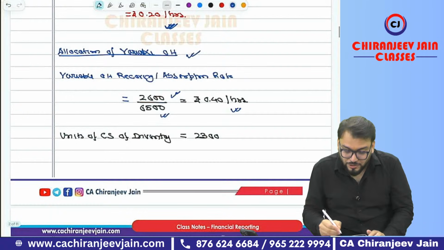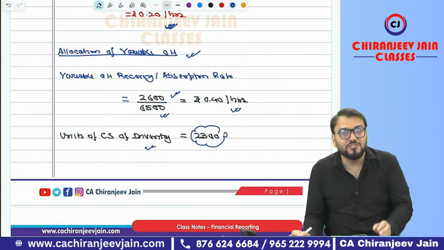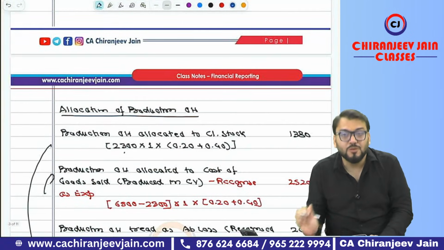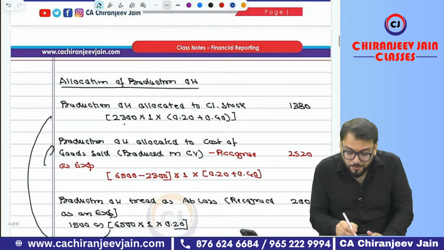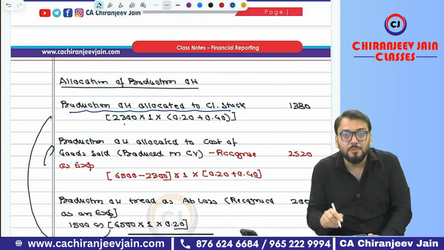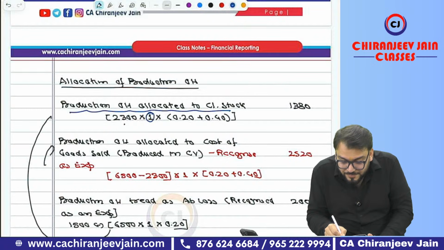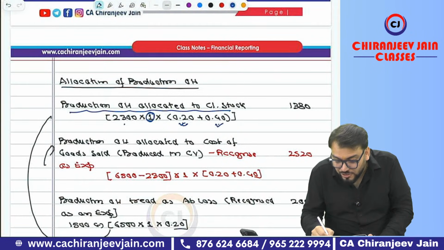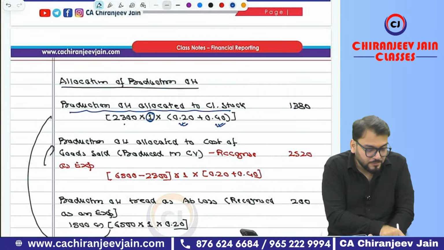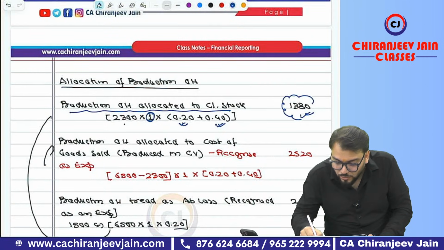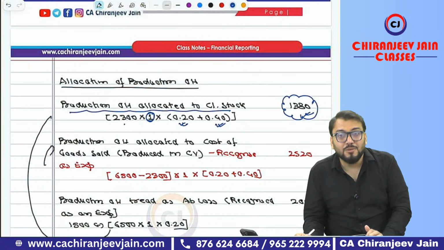Units of closing inventory, already given in the question, or we can calculate, is 2,300. Now we need to allocate. Allocation of production overhead: the production overhead allocated to closing stock will be 2,300 into 1, that is the hours required, into 0.20 that is fixed overhead, plus 0.40 that is variable overhead. So total allocation will be 0.60. So 2,300 into 0.6 will be 1,380. This much will be allocated to closing stock.